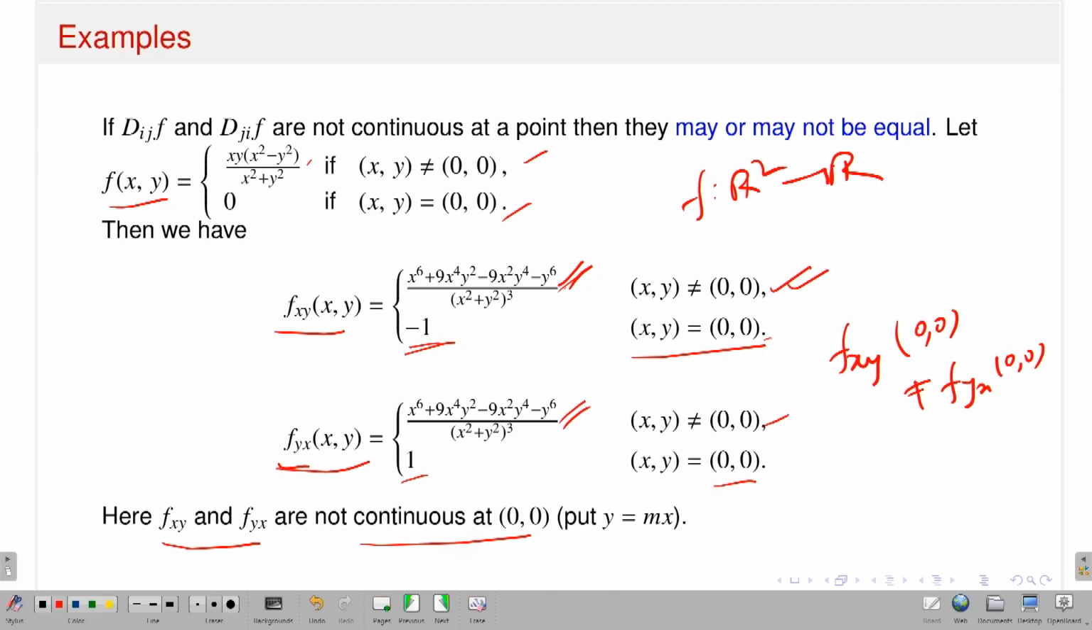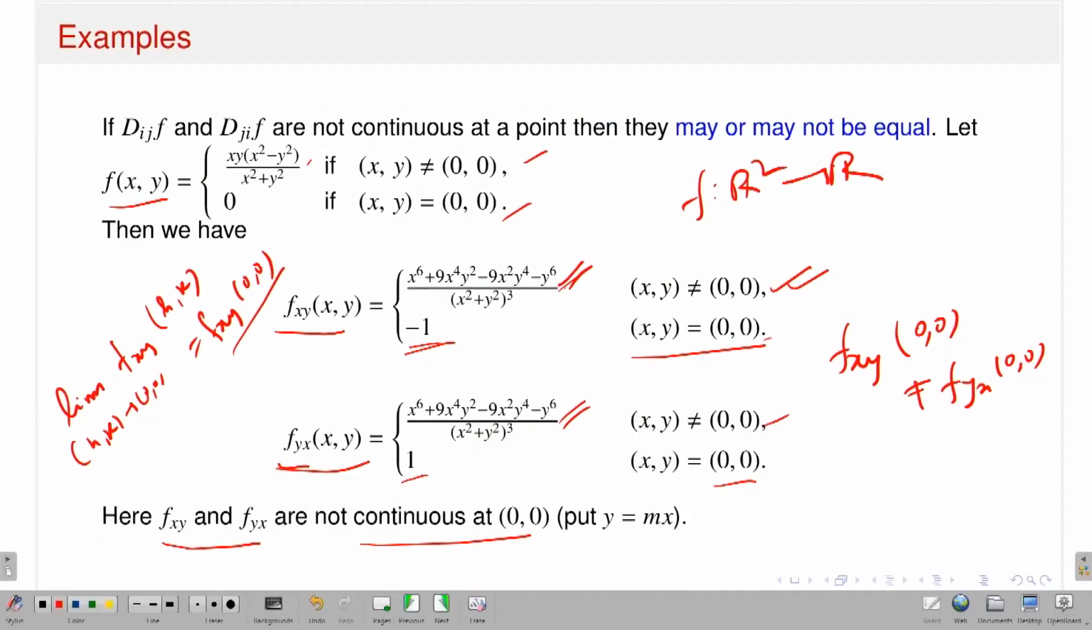Why? So continuity means what? I have to show that the limit as (h,k) goes to (0,0) of f(x,y) should exactly equal f(x,y) at the point (0,0). That means the limit should exist as (h,k) approaches (0,0) of the function f(x,y), and if it exists, it should be exactly equal to the value of the function at the point (0,0). That is the definition of continuity I know. So if this is the case, then I will say that yes, my mixed partial derivative f_xy is continuous at the point (0,0).